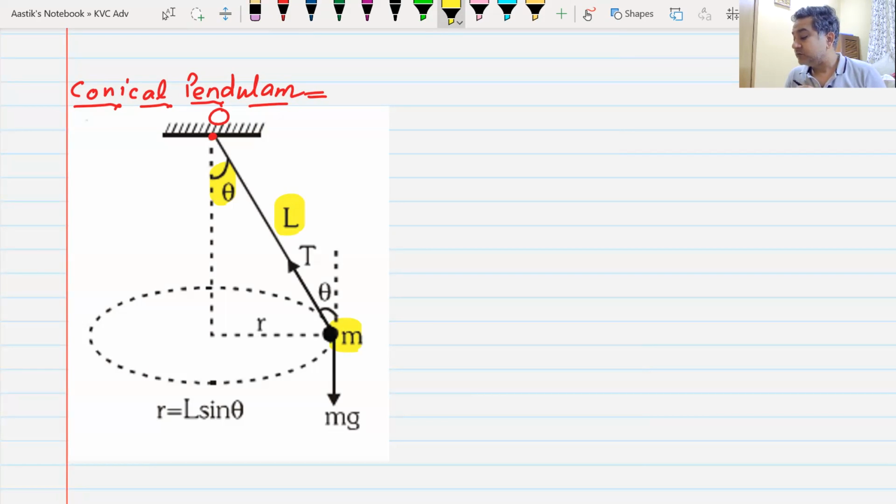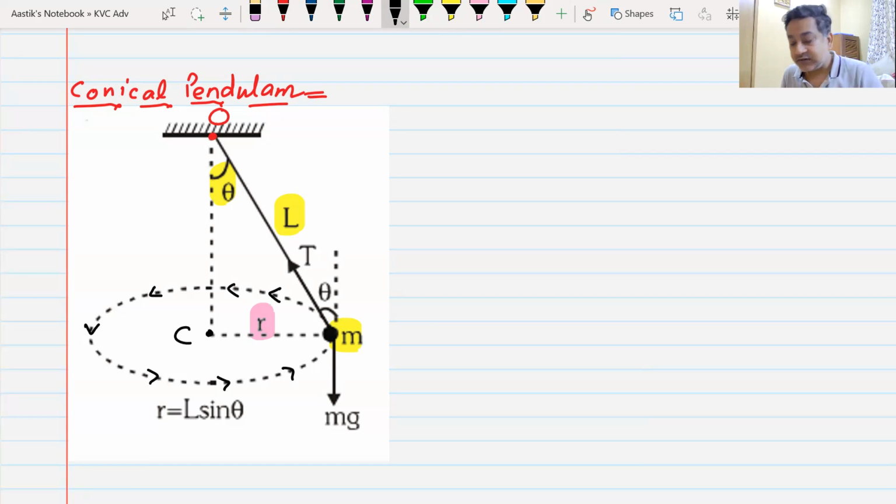Now you can easily find out the radius r of this circle, because when it moves in this conical pendulum, it moves in a circular path like this. Do you see the circular path? It is looking like an oval shape, but it is not oval, it is circular. Just because it's on a horizontal plane, you cannot draw it, so it looks like an oval.